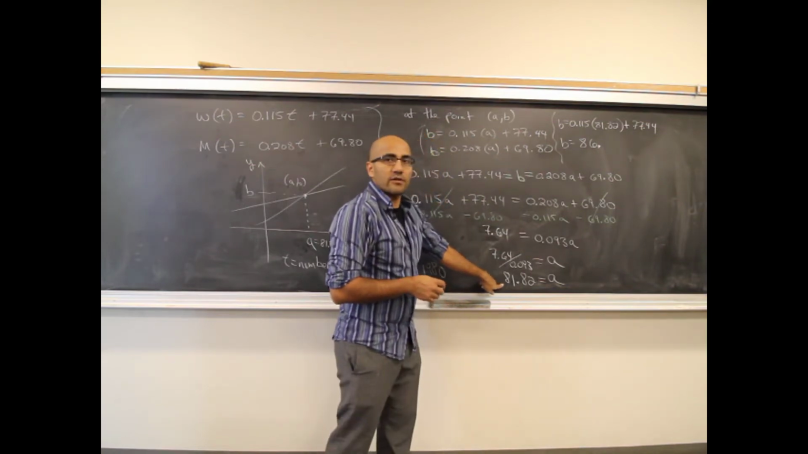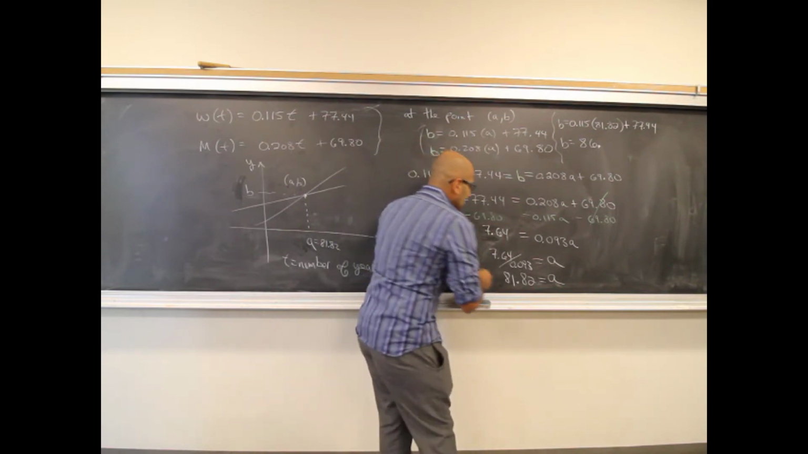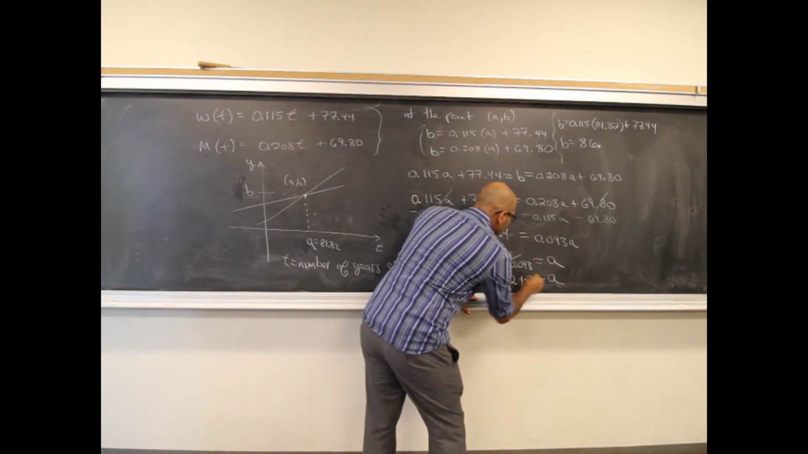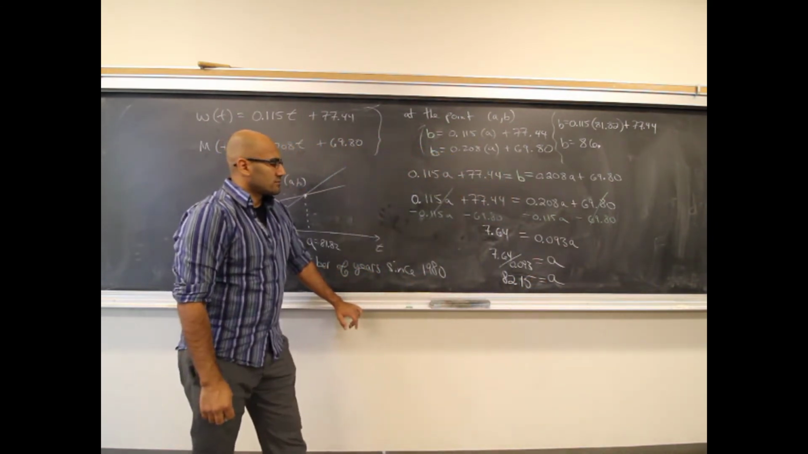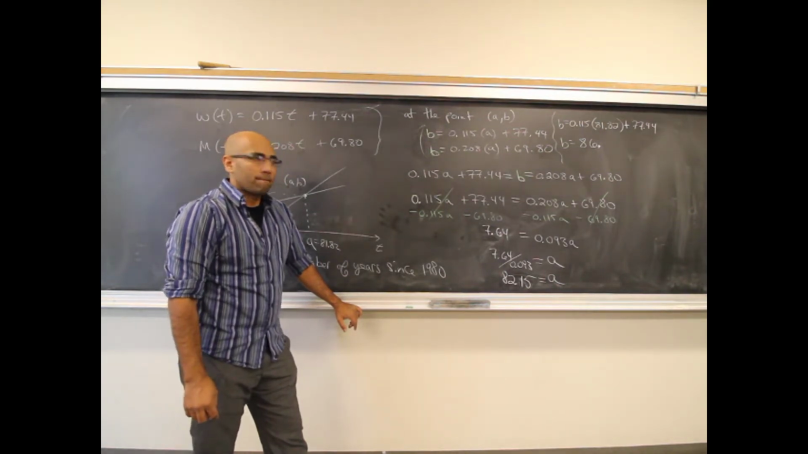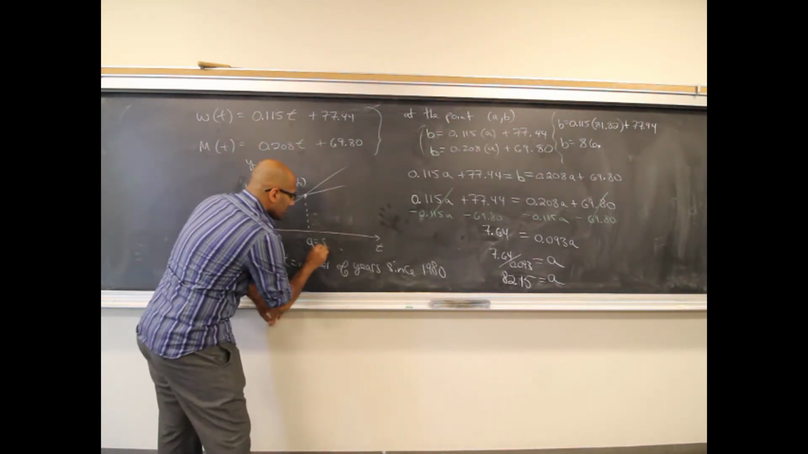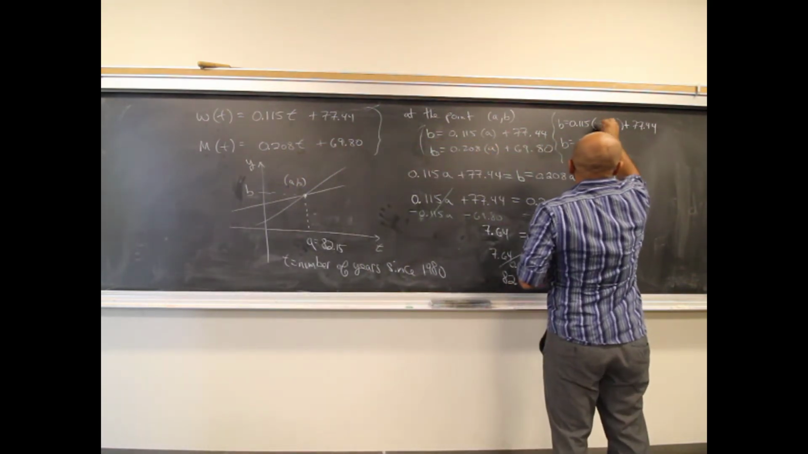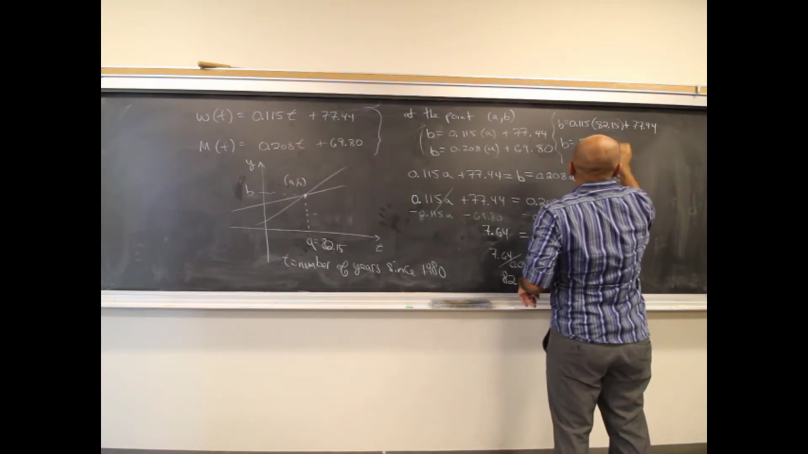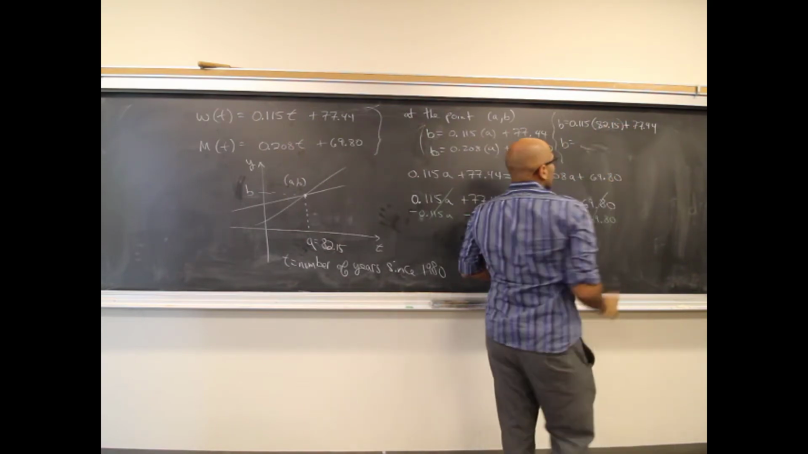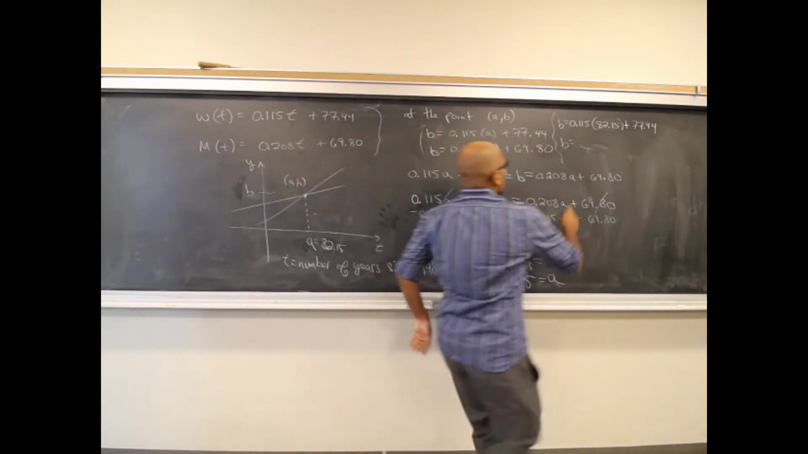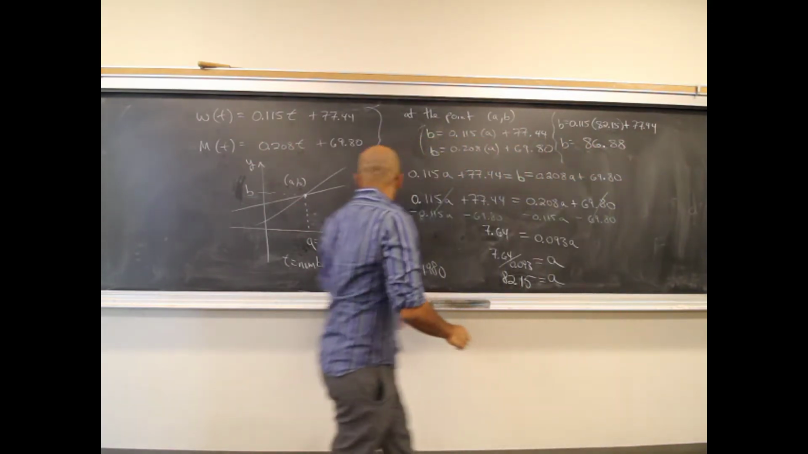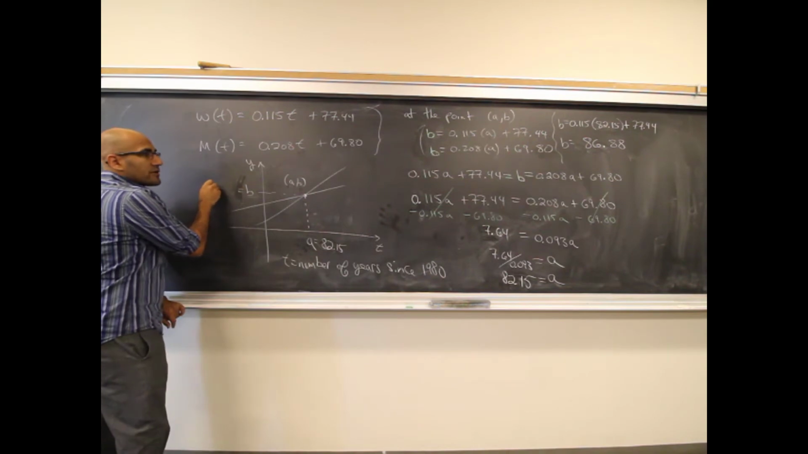So you guys got a different answer for this one? 82.15. Yes, that's what people are getting? Yes, I got it. Okay. 82.15. And then that means that this guy is 82.15. And then what do you get for this then? 86.88. 86 point what? 88. Okay, so we're getting slightly different numbers than before. That's just because of rounding issues.